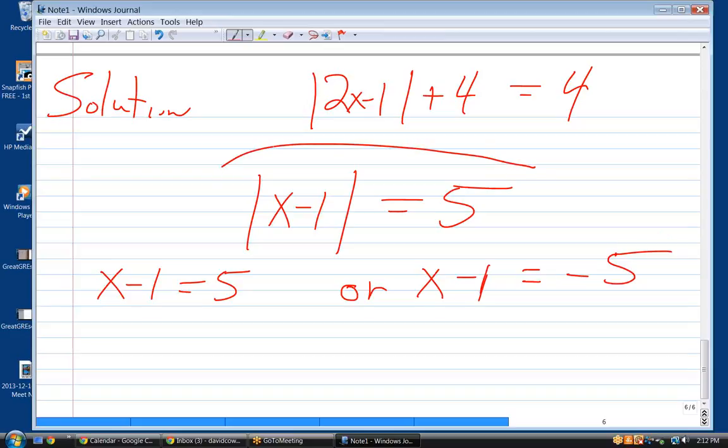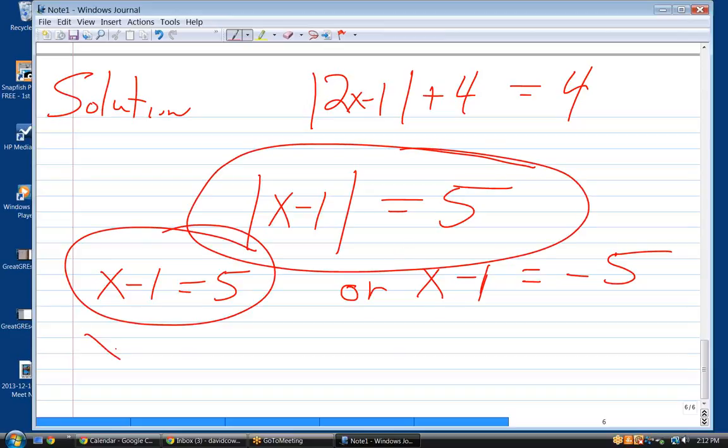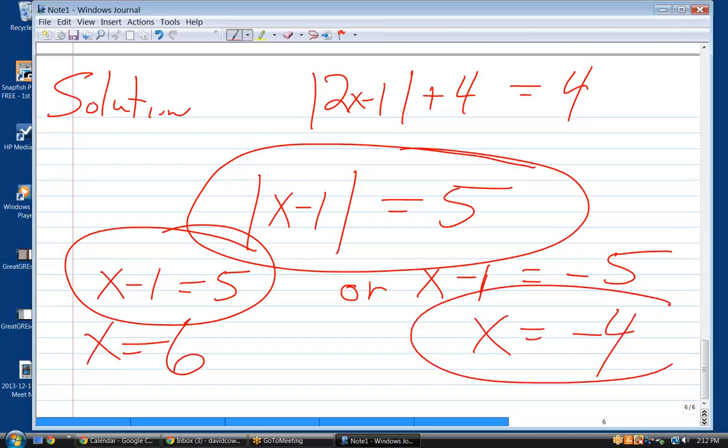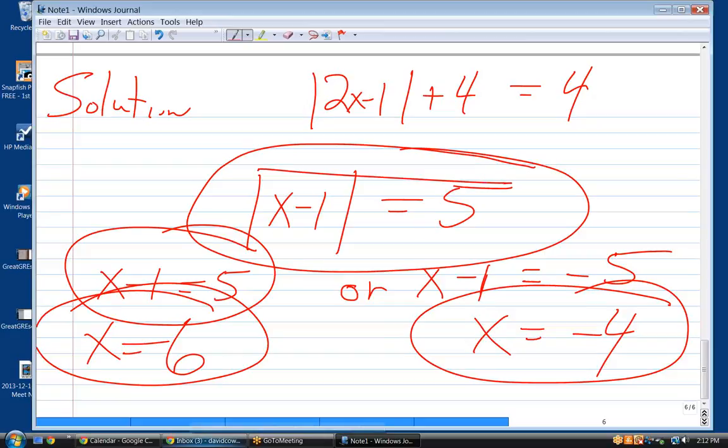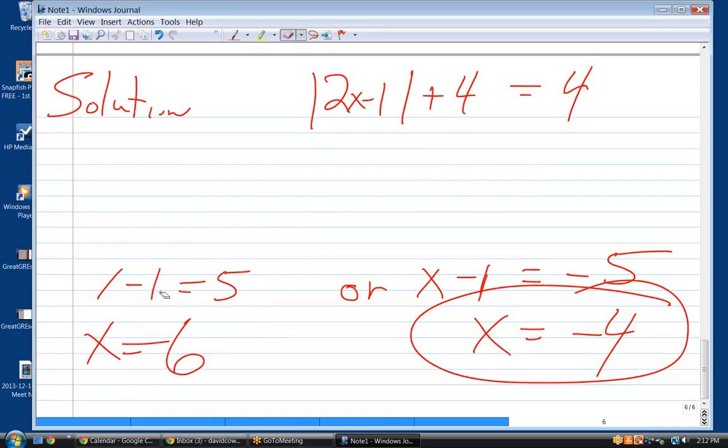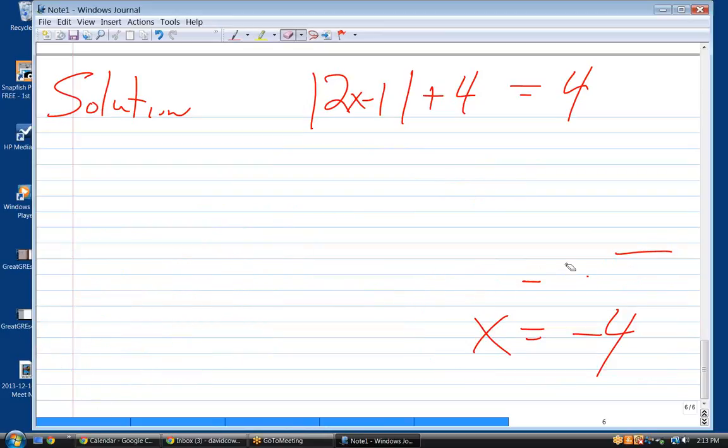So if I was going to solve this problem, I would solve this, which is x equals 6, and I would solve this, which is x equals minus 4. So you get two solutions when you have a relatively simple one, okay? Okay. So now let's apply that logic to our problem. But first of all, we got to isolate the absolute value.